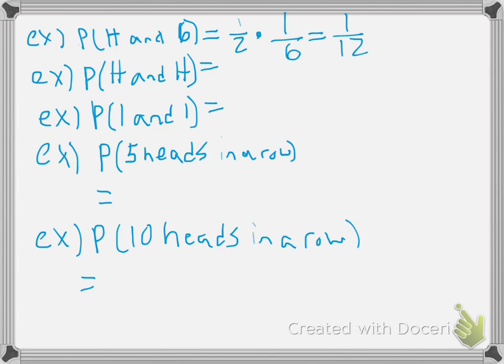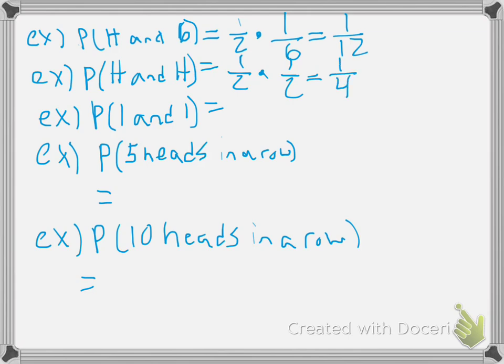Okay, next. How about if we ask what's the probability of getting a head and then a head again? Well, we know the probability of getting a head alone, and we know the probability of getting a head alone again is 1/2 and 1/2. Since it's multiple events and multiple trials, we multiply the probabilities and we get 1/4.